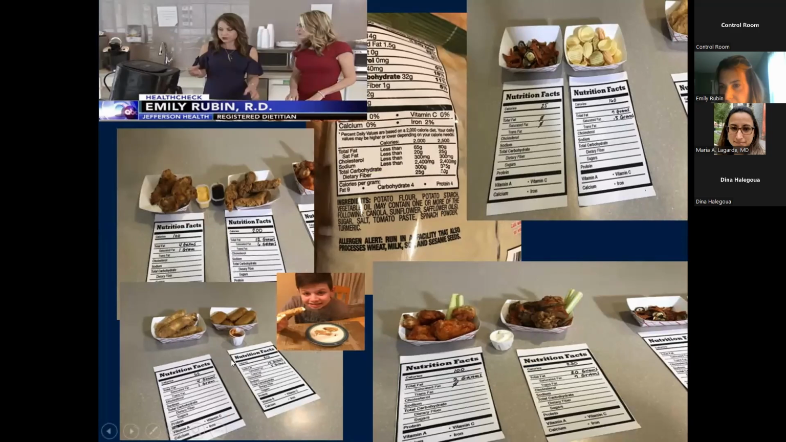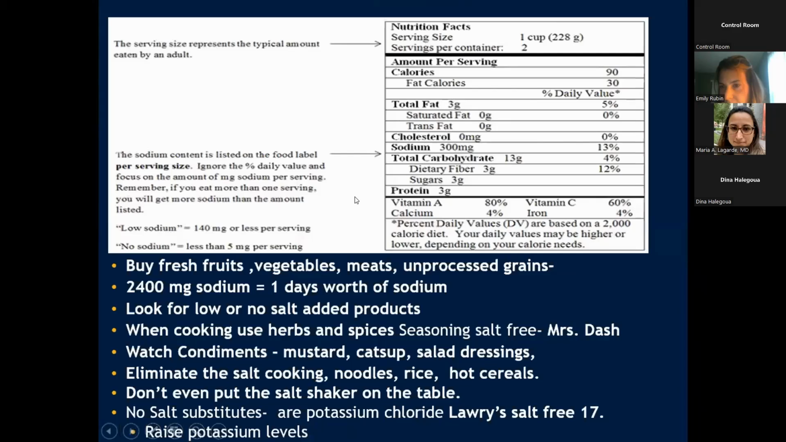Same thing with the mozzarella sticks. I actually did a whole thing with cauliflower and even veggie chips. So there's definitely options, and the air fryers have really come along and they give you that taste without the fat. And then what about sodium?